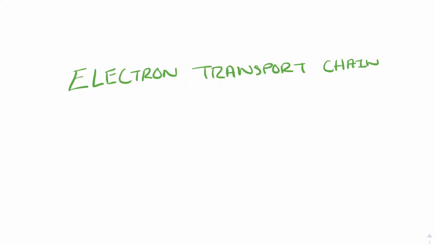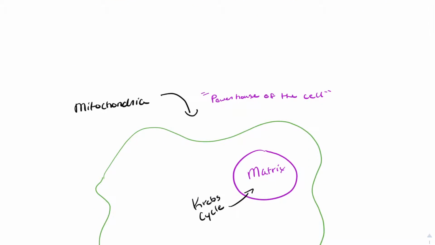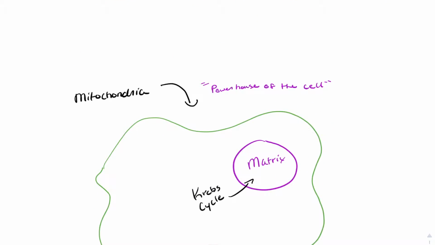Now we get into it. ATP, as we should know, is a form of energy. Now, in order to form this ATP, we have to have cellular respiration, of course. We also have to have the Krebs cycle. Now, this all takes place in the mitochondria. The mitochondria is the powerhouse of the cell because it's where we form our ATP. It's where we form our energy.